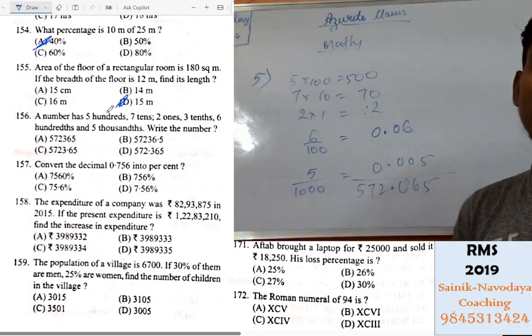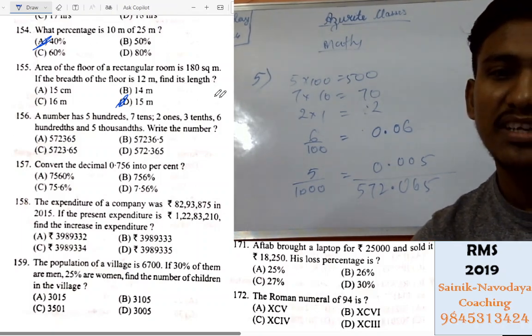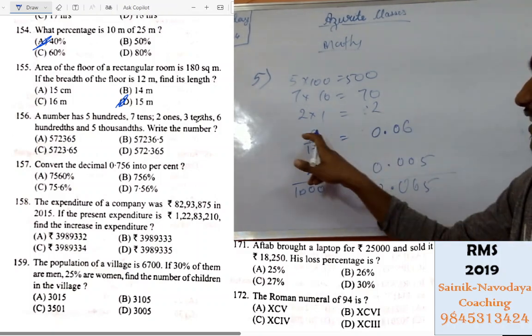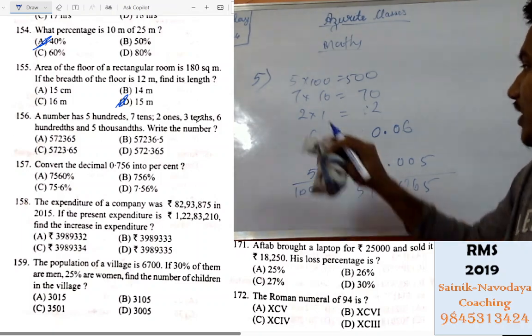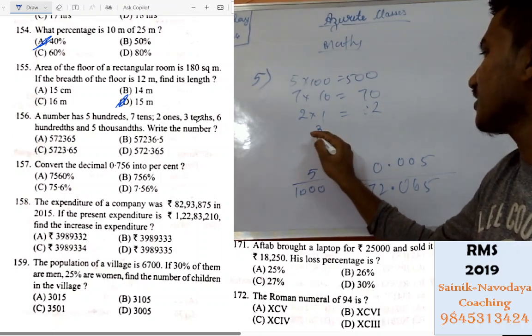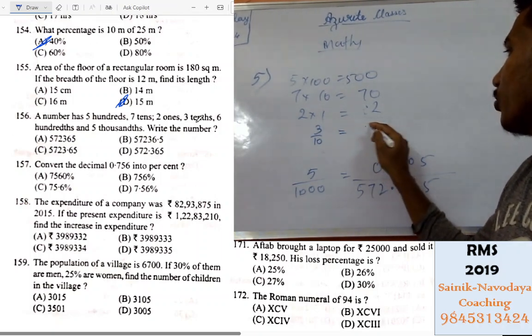572.065 will be the answer. Okay, so that is 600. There is 3 tenths also, right? So above this there is 3 tenths. 3 tenths means 3 by 10, so 0.3.